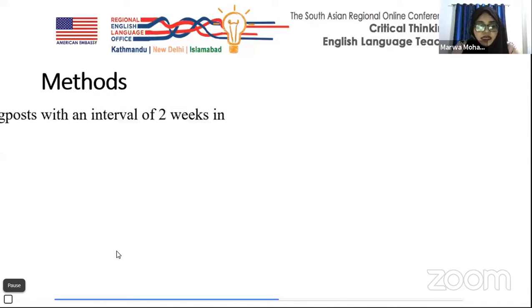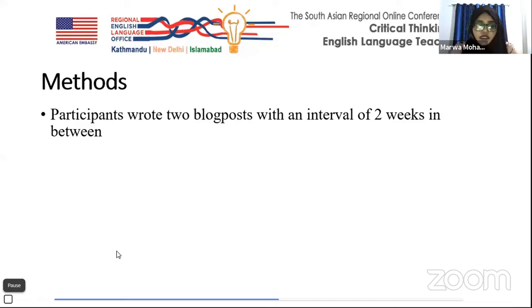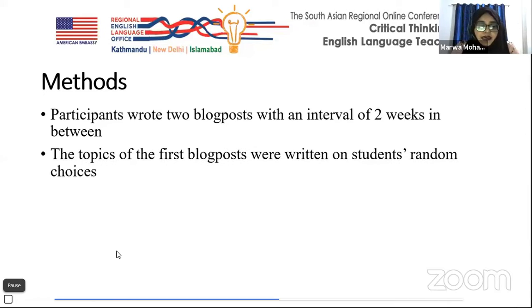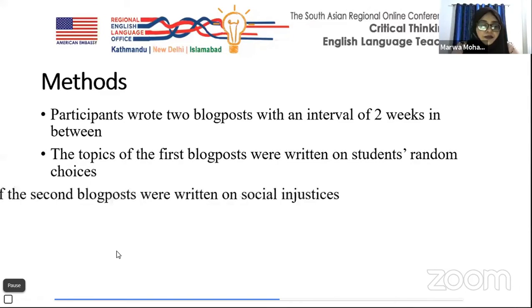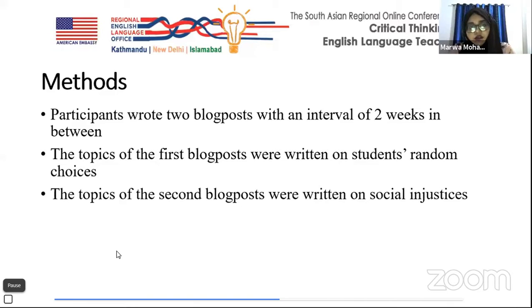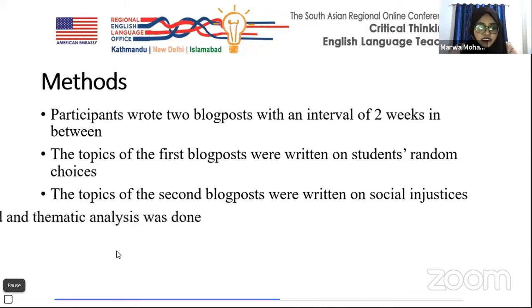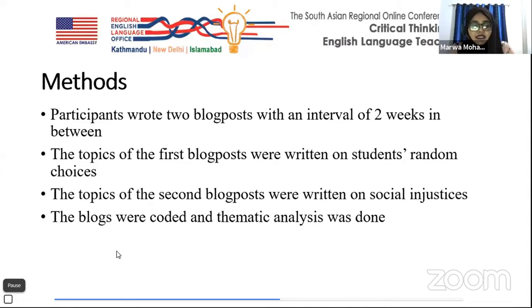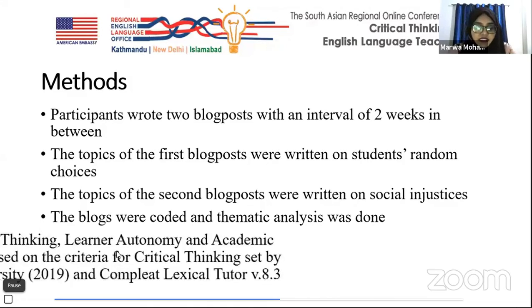So for the methods that I used, I actually told the participants to write 2 blog posts with an interval of 2 weeks in between. The topics of the first blog post were random. The students were told to write their first blog posts on any topic they wanted. And the topics of the second blog post were rather a little guided. So they were told to write their blog posts on social injustices.